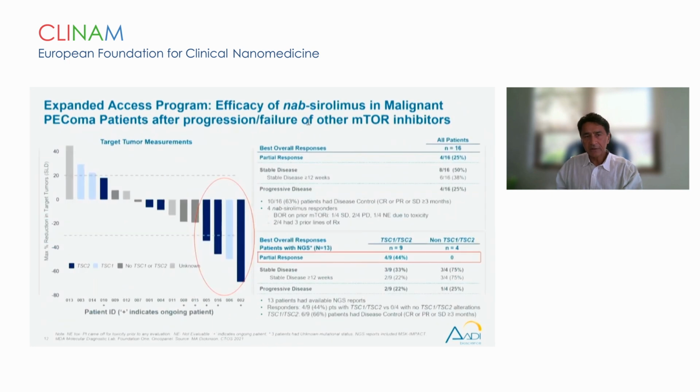So we looked at some analysis of other patients that we had done, and this is in our expanded access program. We look at PEComa patients who had failed other mTOR inhibition treatment. And so they've all progressed on other mTOR inhibitors like everolimus, sirolimus, or temsirolimus, and then come on to treatment with FIARO or nab-sirolimus. And this is the outcome. You see the waterfall plot here for those. So we had about 25% response rate in these patients. And if we looked at the genomic analysis, we found that all the responders had either TSC1 or TSC2 mutations. So again, important driver of the disease is the mutation in TSC1 and TSC2.